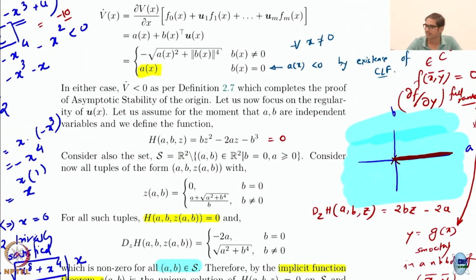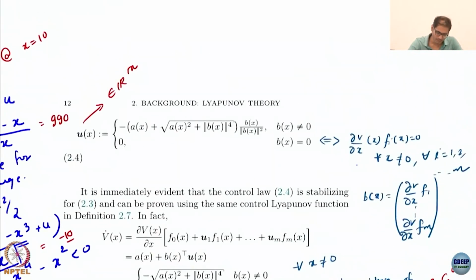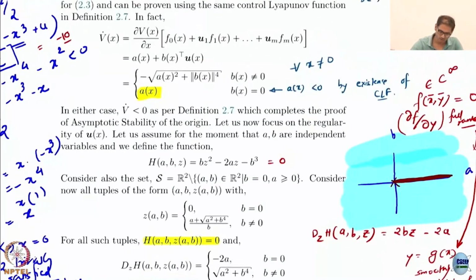So we do not write the X dependence of anything, because that way A is dependent on X, B is dependent on X and Z is also dependent on X. But the fact is, when I write this expression, X does not explicitly appear anywhere. This is just a function of A and B. So I leverage that to just forget the X dependence and I write a function H, and this function is bz² - 2az - b³ = 0.